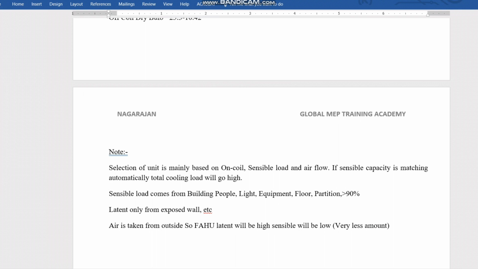Here the important point is, normally the selection of the unit is mainly based on on-coil, sensible load and airflow. If sensible capacity is matching, automatically total cooling load will go high. In our catalog we saw the total cooling load was given, but sensible is not given. When you go for the actual selection, you have to ask the manufacturer or the supplier for the sensible load capacity also, because more than 90% of the load comes from sensible. Sensible load covers the people, light, equipment, floor, partition, everything. When it comes to latent, you will see the exposed wall, exposed glass, like that. So most of the load you can get from sensible only.